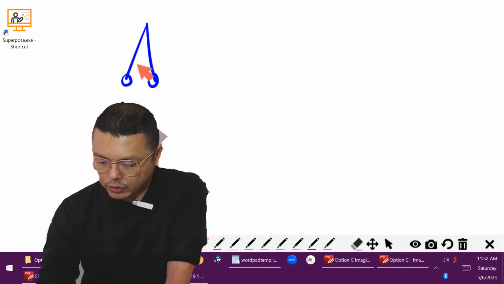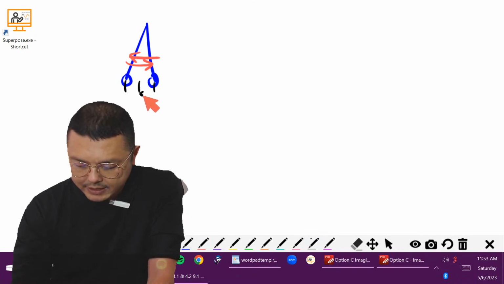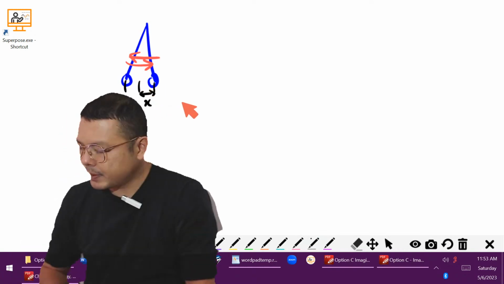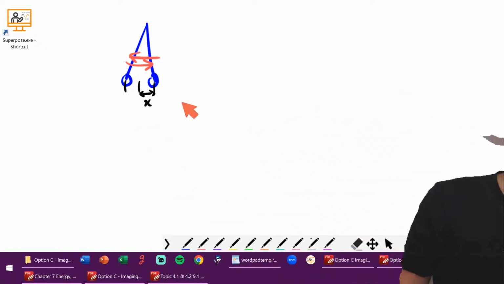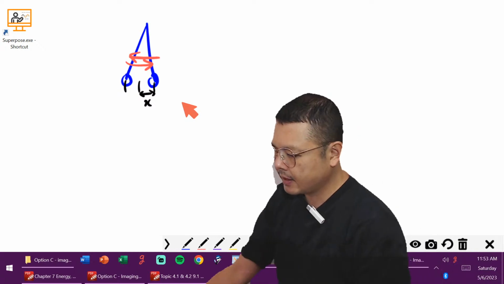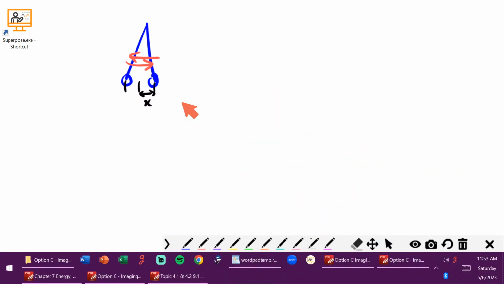This pendulum has a to and fro motion. The displacement, that's x, is always from the equilibrium position. So what's the equilibrium position of a pendulum? Right down the middle.